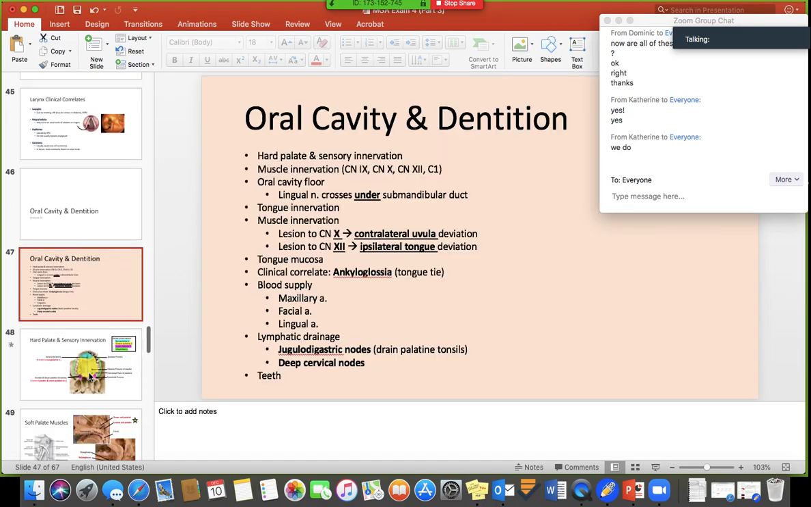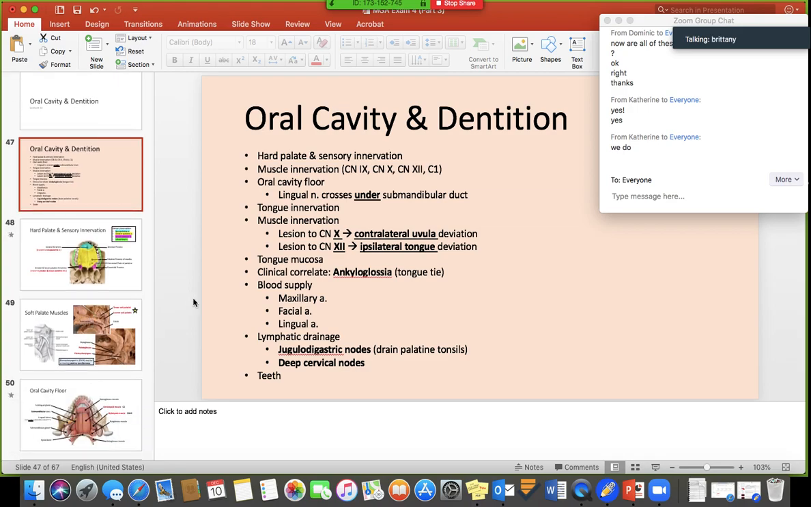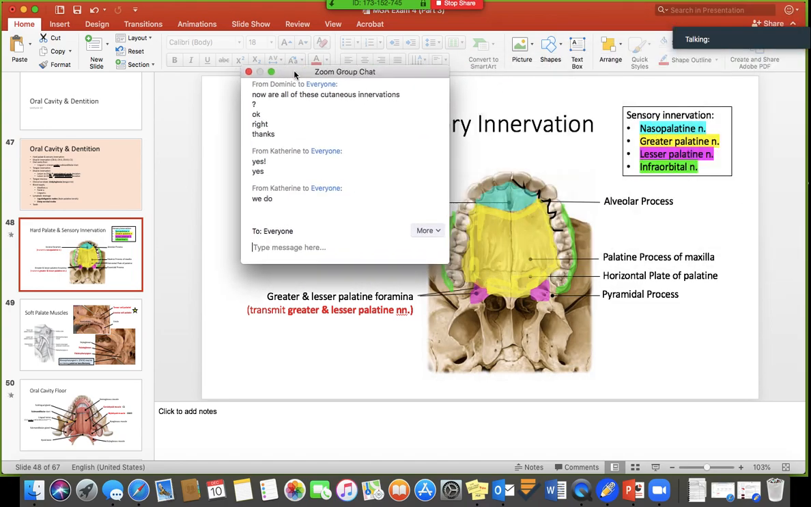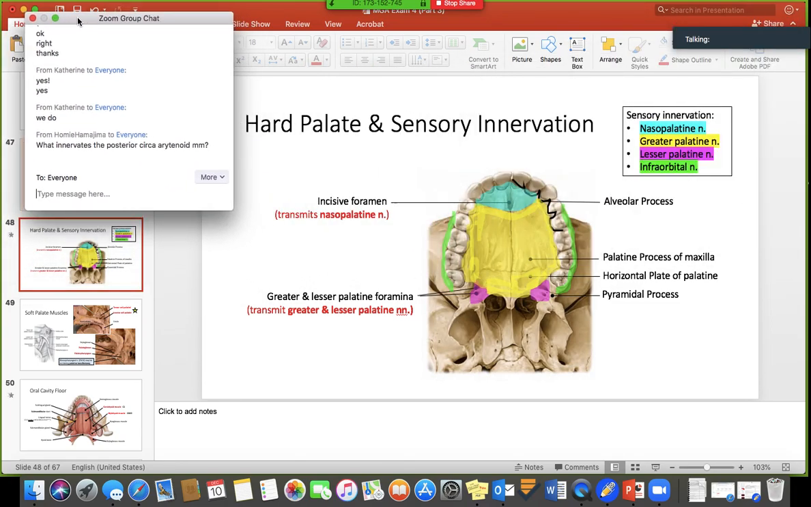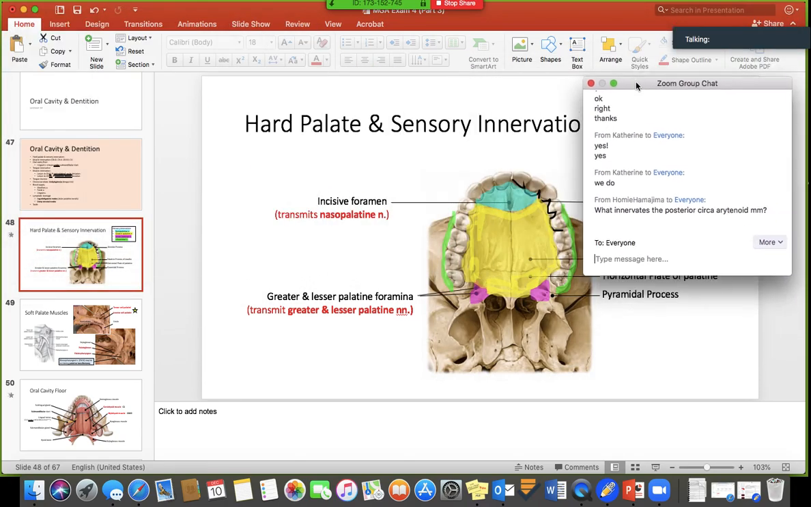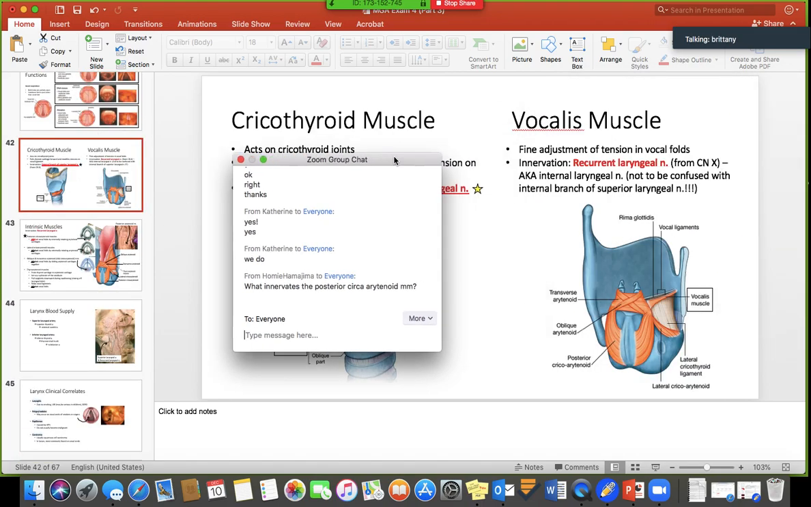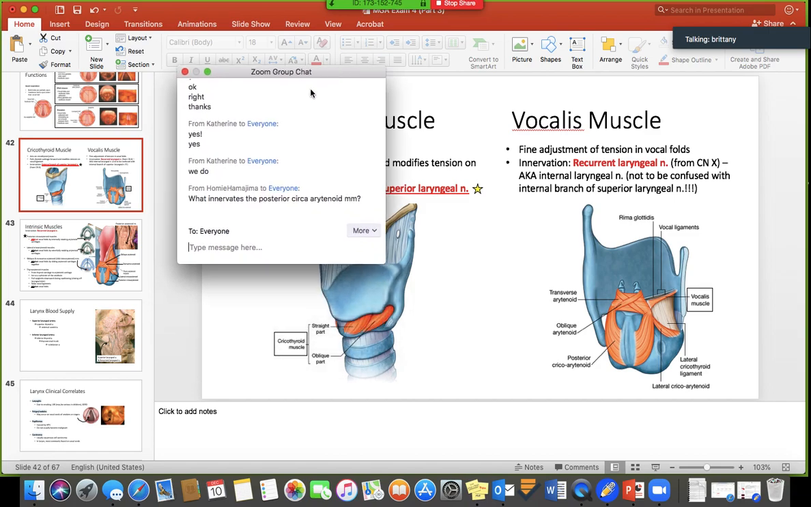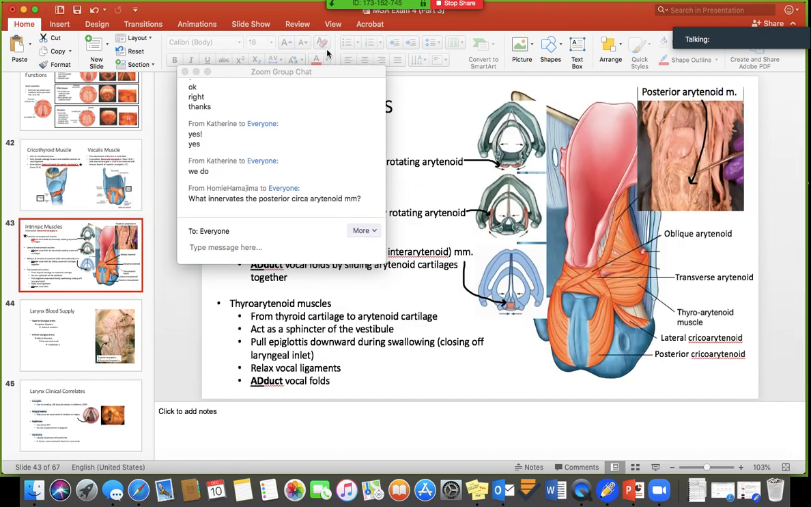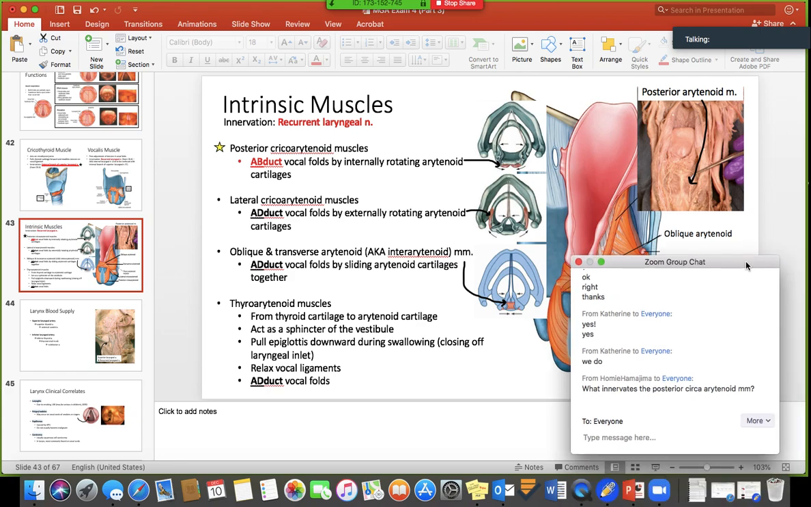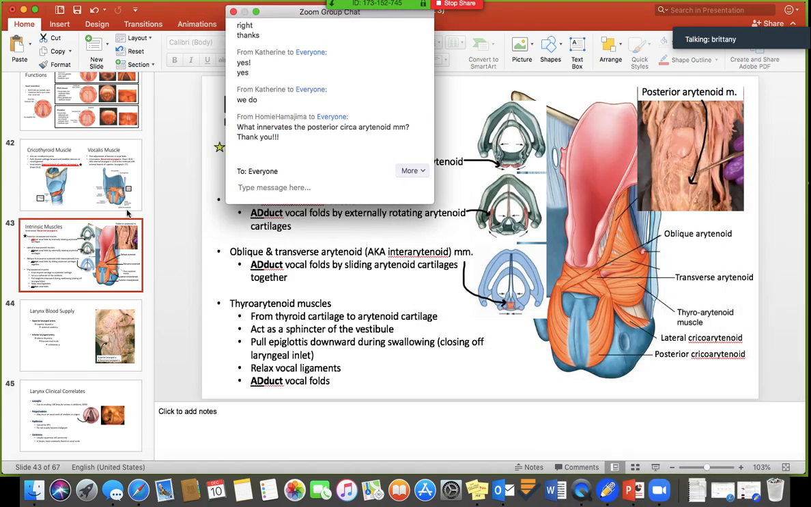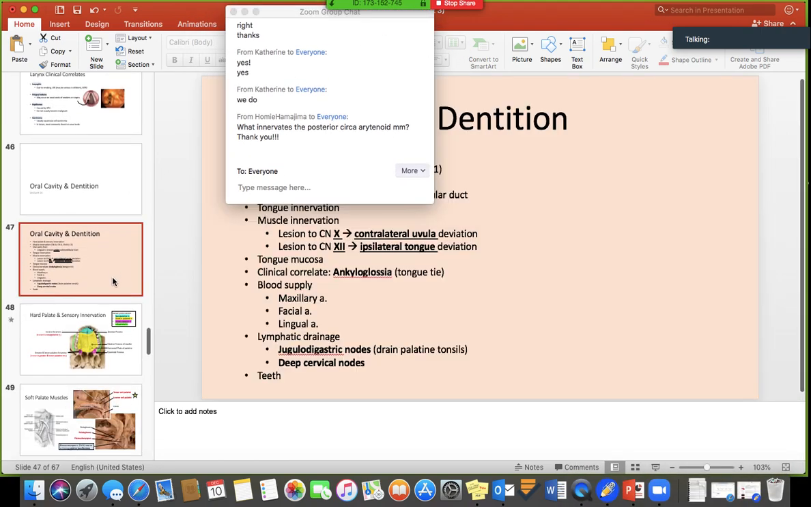Okay. Go into oral cavity. I believe it's the recurrent laryngeal nerve. Yeah, it's the recurrent laryngeal. You're welcome.